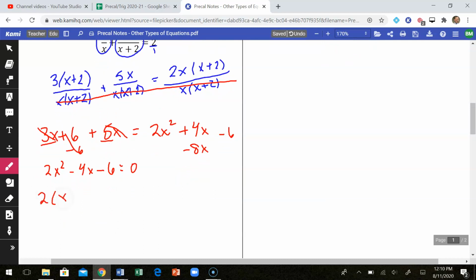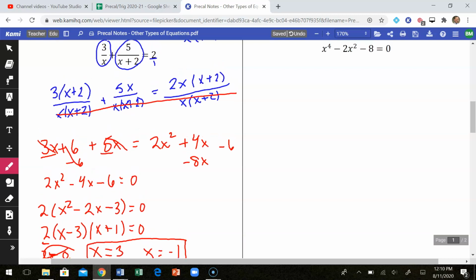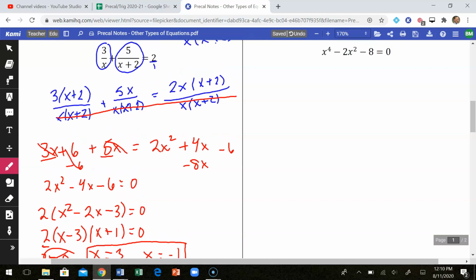If you factor out a 2, I can then have a leading term of 1, which will be good. And then I can continue to factor this down, which would be x minus 3 and x plus 1. And then I can set each thing equal to 0. Now, setting the constant equal to 0, that doesn't really make sense. So if this is just a constant out here, you don't need to worry about that. I'm going to set x minus 3 equal to 0, which is going to give me x equals 3. I'm going to set x plus 1 equal to 0, which is going to give me x equals negative 1. So I have both of those solutions, 3 and negative 1.